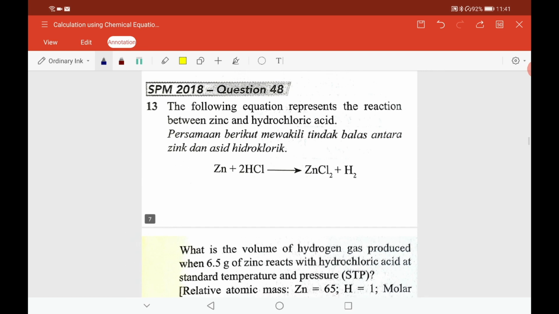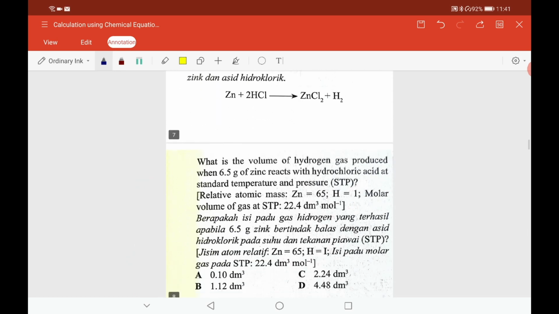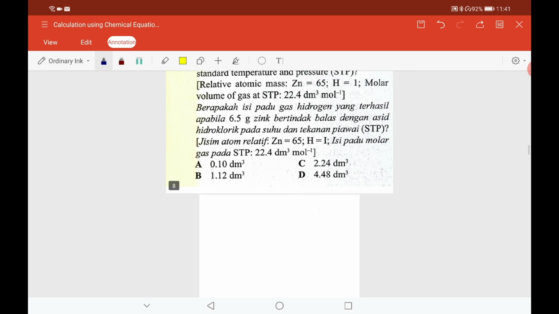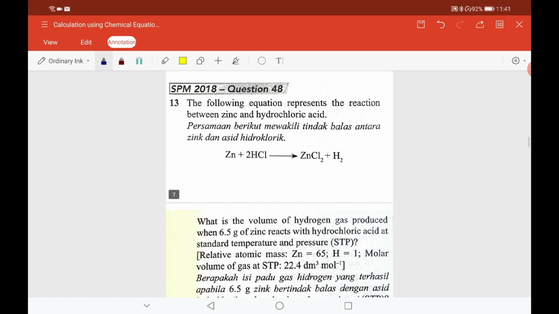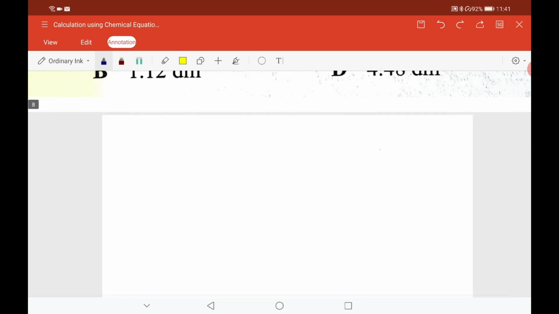This is another SPM past year question, SPM 2018. Same thing: you are given a chemical equation, so we copy the chemical equation first. Zinc plus 2 HCl to become ZnCl2 and H2. Just copy it first.